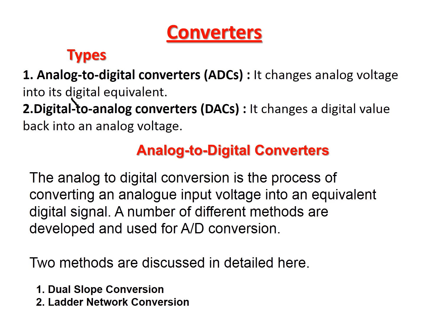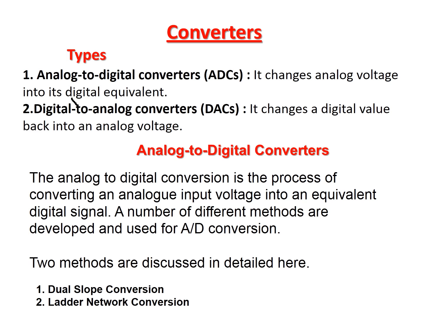Now, the second type of converter is the digital to analog converter. It changes a digital value back to its analog voltage. So it changes digital data, or discrete data, to analog, or continuous wave data. It is called a DAC, or digital to analog converter.